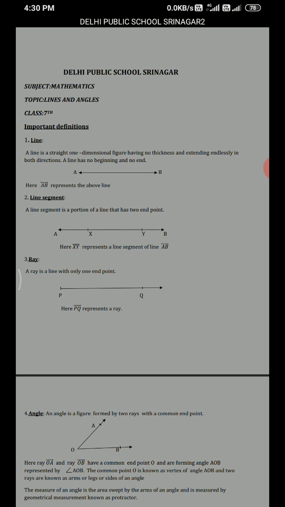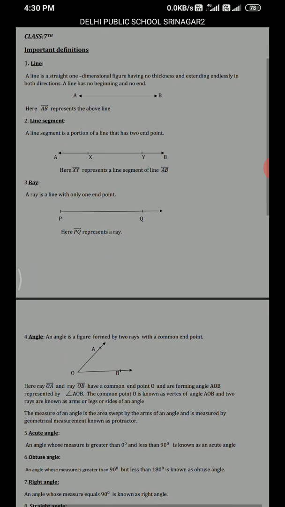Number two, line segment. It is rather important than a line. It is actually the portion of the line. Suppose if we have a line, we cut a piece from it. Suppose we take 5 centimeter. That 5 centimeter is our line segment now. That means if we have a line AB, if we cut XY from it, so XY is our line segment of the line AB.